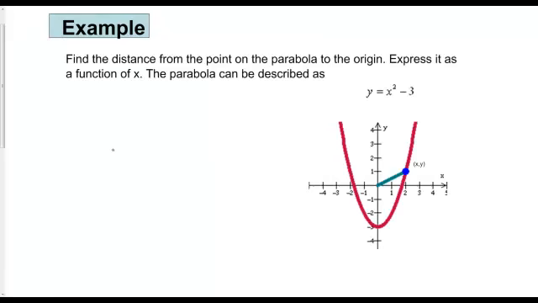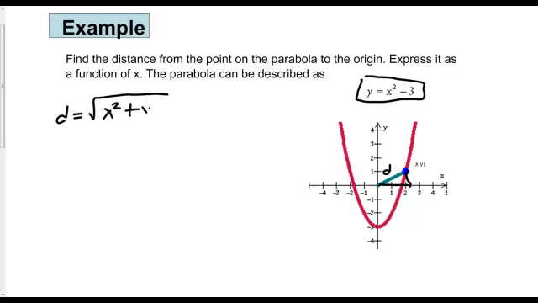Okay, let's take a look at this particular example here. We want to find the distance from the point on a parabola to the origin, express it as a function of x, and they give us the parabola, which can be described as y is equal to x squared minus 3, where it intersects the y-axis at minus 3. So we have a point x, y, and if we create a triangle here, then the distance is going to be the hypotenuse. So we know from the Pythagorean theorem that the distance is equal to the square root, in this case, of x squared plus y squared.